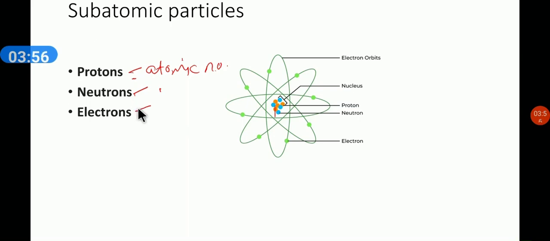Now we'll see electrons. Electrons are negatively charged particles that orbit the nucleus, that is, revolve around the nucleus. They are much lighter than protons and neutrons.